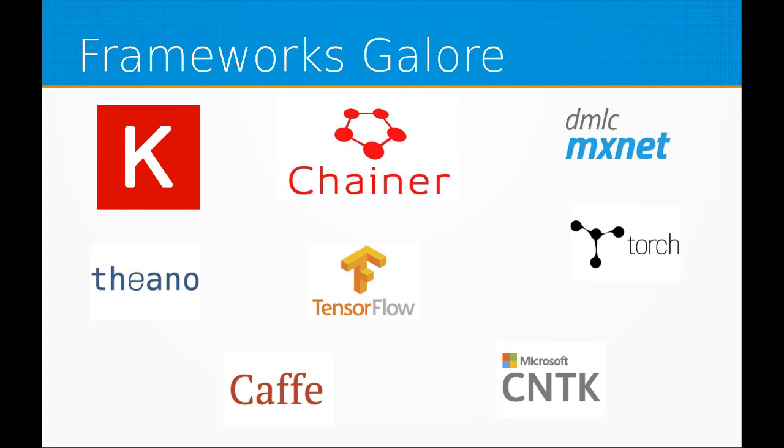Okay, so this is just a slide to show that these are the common frameworks that are available. You have Keras, you have Chainer, you have MXNet, which is supported by Amazon right now, Theano from Mila, Yoshua Bengio's lab, TensorFlow from Google, Torch from Facebook, Caffe from Berkeley, CNTK from Microsoft.